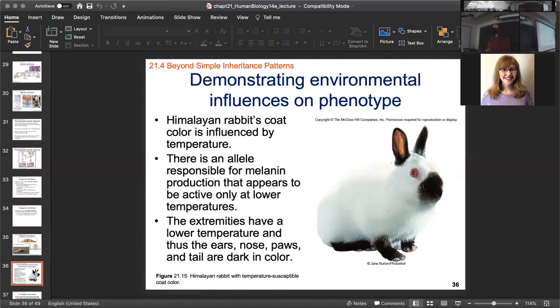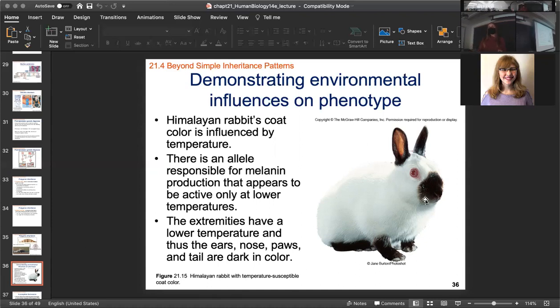Okay, this is an example of how environmental things influence phenotype, okay? So we have this Himalayan rabbit, all right? And the coat color of this Himalayan rabbit was influenced by temperature, okay? There is an allele responsible for melanin and that produced the appearance to be active only at lower temperatures, okay? So when it was lower temperatures, this allele for melanin would react and it would have like a little bit darker pigmentation. The extremities have a lower temperature and thus the ears, nose, paws, and tail are dark in color.